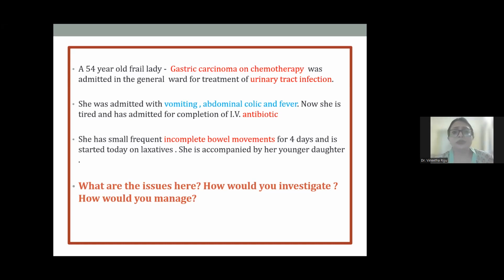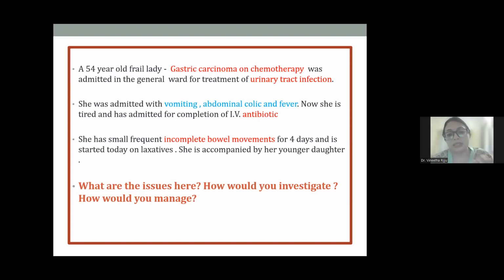This is a 54-year-old frail lady with gastric carcinoma, on chemotherapy, admitted in the general ward for treatment of urinary tract infection. She was admitted with nausea, vomiting, abdominal colic, and fever. She is tired and has been admitted for completion of IV antibiotic. She has small, frequent, incomplete bowel movements for 4 days and has been started on laxatives. She is accompanied by her younger daughter.